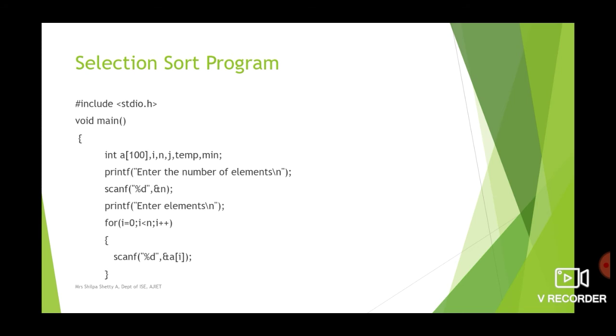So first we will ask the user to enter the number of elements. So scanf %d ampersand n. So n is the number of elements in the array. %d indicates that n is an integer. Next, once we have the value of n, now we have to read the elements for the array and store it in the array. So printf enter elements.